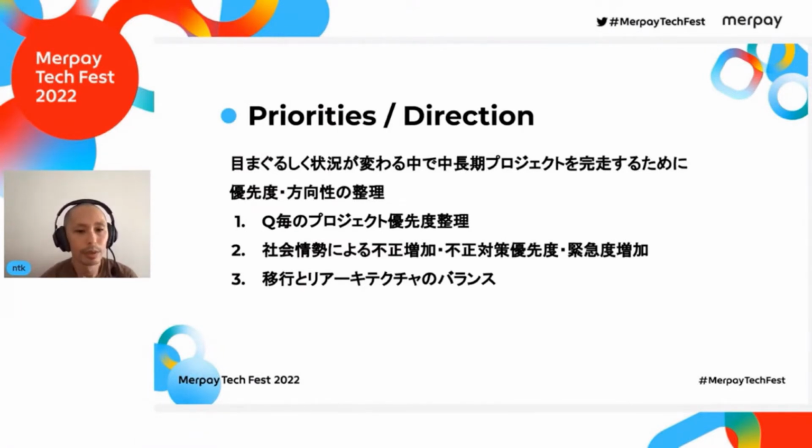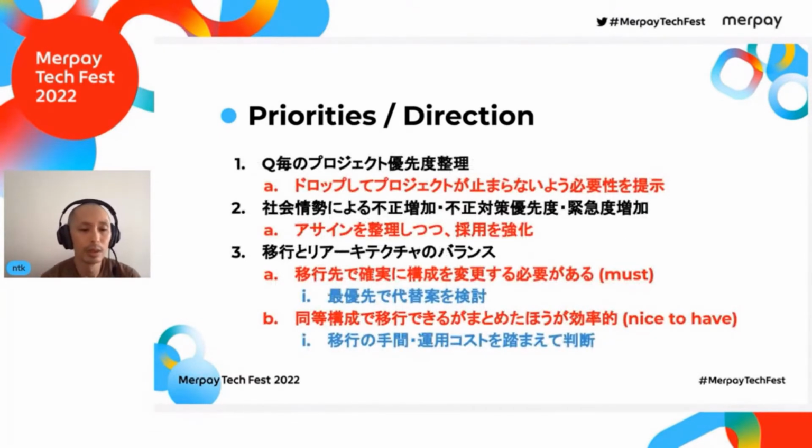Also, especially after the pandemic, as online purchasing behavior increases, fraud is also increasing. So we, the anti-fraud team, have heightened urgency and priority for our tasks, which is the detection of fraud. So this is about prioritization due to external factors. Finally, as a direction, to what extent do we migrate our system? And upon the migration, shall we reorganize our systems? We considered these factors as well.